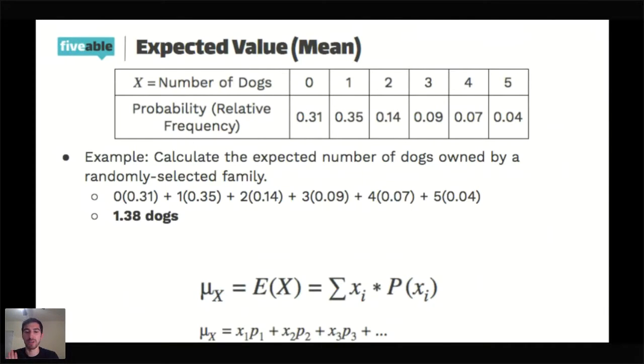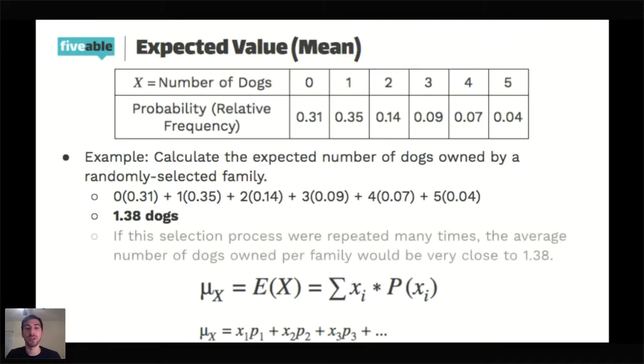And this is where we pause for a second and say, wait a second, you can't have 1.38 dogs. That's fine. It's an average. Even though no individual family will have 1.38 dogs, what this is saying is the average number of dogs for a large number of families sampled is 1.38. And so in very fancy AP stats interpretation, I could say, if this selection process were repeated many times, the average number of dogs owned per family would be very close to 1.38.